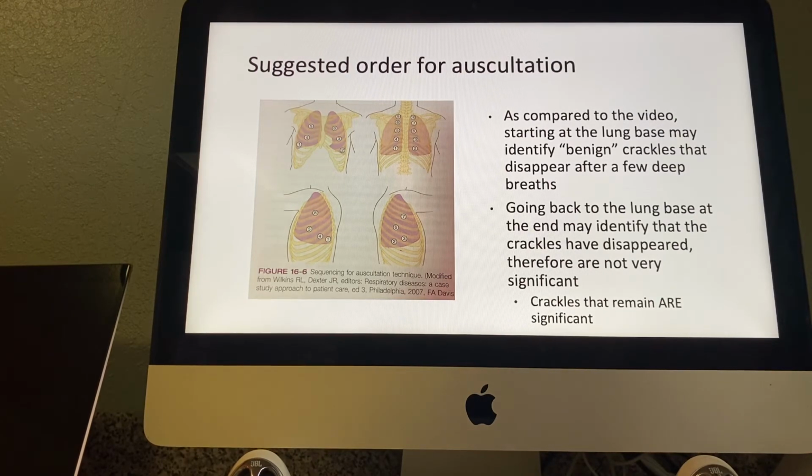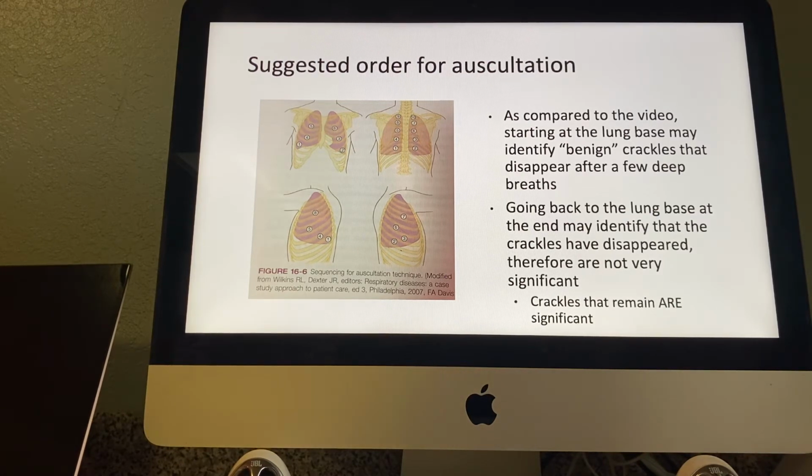Realistically, the reason we're starting at the bottom is to identify those sounds where the patient may have been lying on their back, and so they may have had some dependent edema. They may have had something where the alveoli have collapsed, called atelectasis. If that's the case and we hear crackles, we need to know if they were there originally and if they stay there. So it's compared to the video.